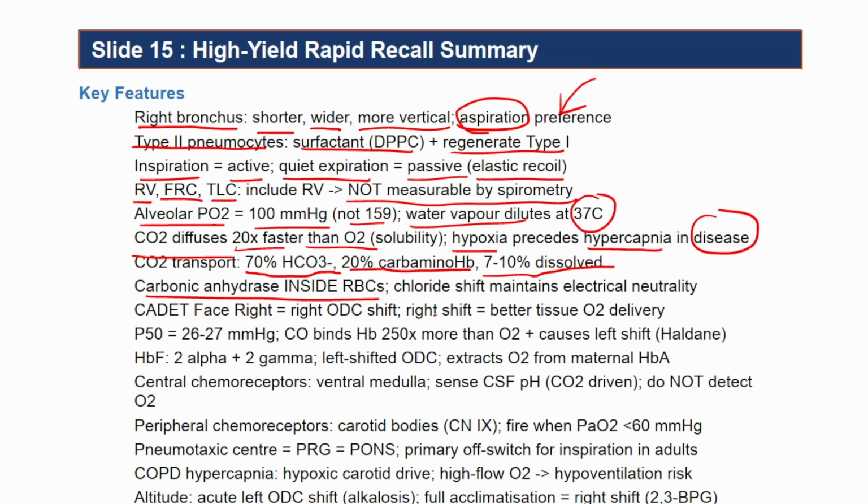The resulting accumulation of bicarbonate forces an exchange through the cell membrane, where the chloride shift, or Hamburger shift, moves a chloride ion inside to maintain perfect electrical neutrality.